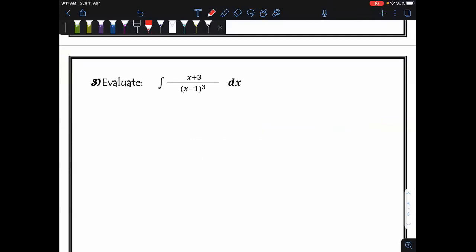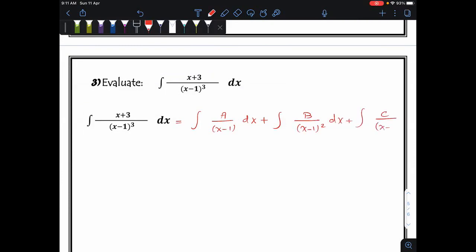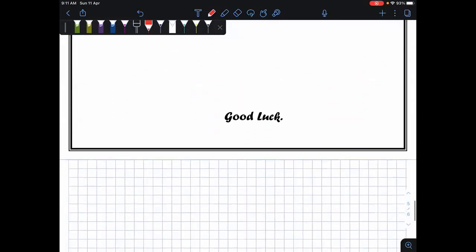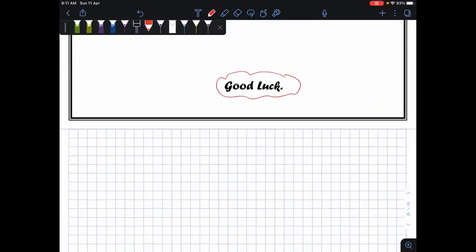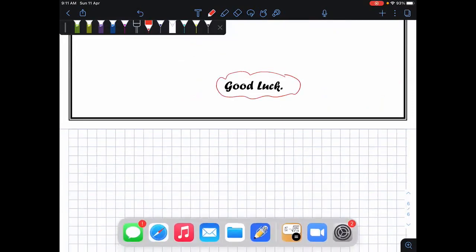This one will be the same, so let me only give you a hint for each question, and you can continue while you study for your final exam. So now we can write it as a over x minus 1 dx plus the integral of b over x minus 1 squared dx, plus c over x minus 1 cubed dx, and then continue the same way. Good luck, inshallah. Bye.